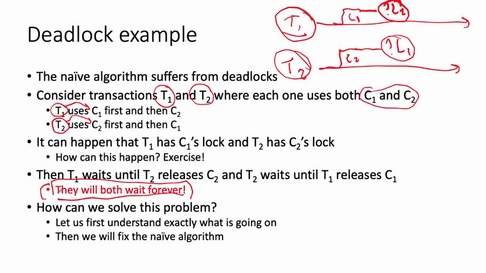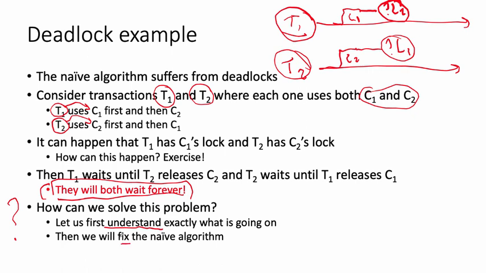And so this is a problem with liveness, okay? The transactions are doing nothing incorrect. It's just that they do not progress. So this is a problem of liveness, okay? So let's try to understand the problem, and then we'll see how to fix it.